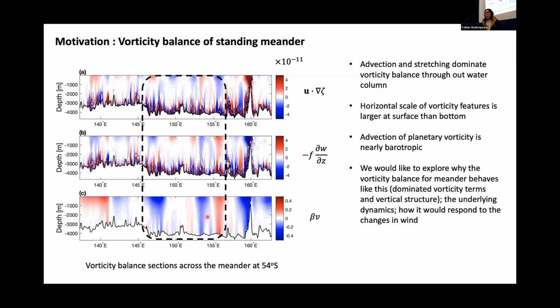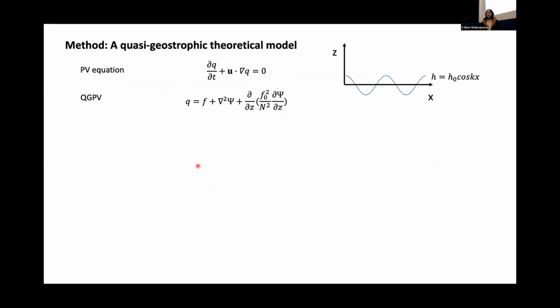In contrast, beta weight has a relatively uniform structure throughout the vertical column. So we would like to know why vertical balance looks like this and why they have this vertical structure. To understand that, we further developed a quasi-geostrophic theoretical model. That's a simple 2D model trying to simplify this question a bit.